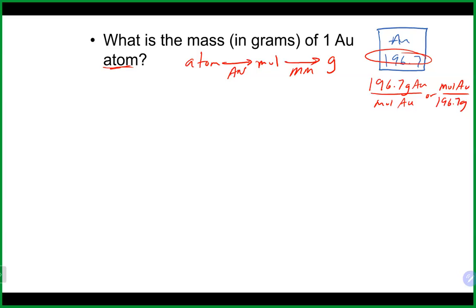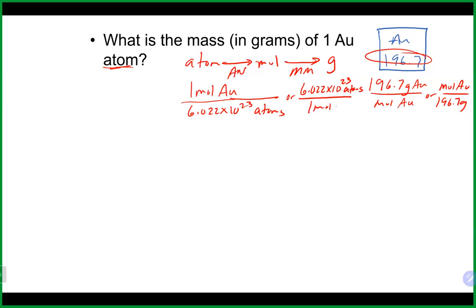We also need Avogadro's number. So in this case, 1 mole of gold here, there you go, is 6.022 times 10 to the 23 atoms. And again, you have this number always sort of available to you. Or you could do it the opposite way around, 6.022 times 10 to the 23 atoms over 1 mole of gold.